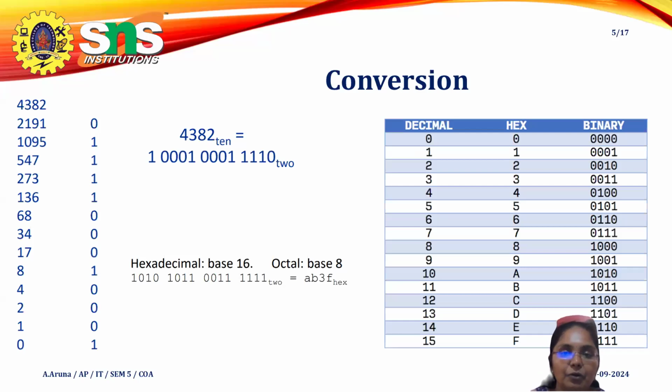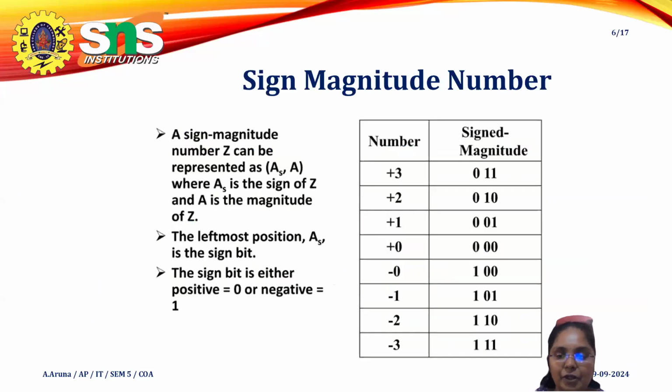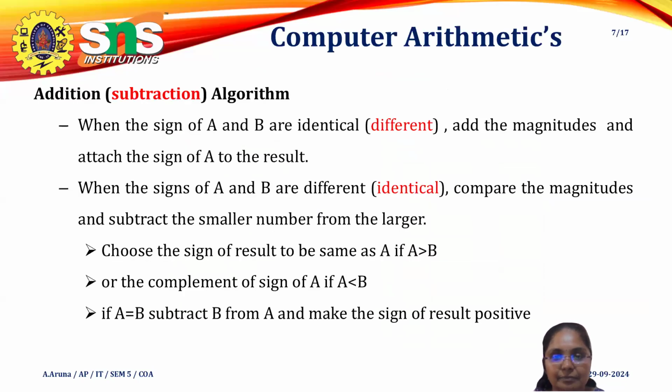We also have to know about the 1's complement and 2's complement representation. If it is a negative number, we definitely take the 2's complement of that number. These are the representations of how we can represent the positive and negative values.